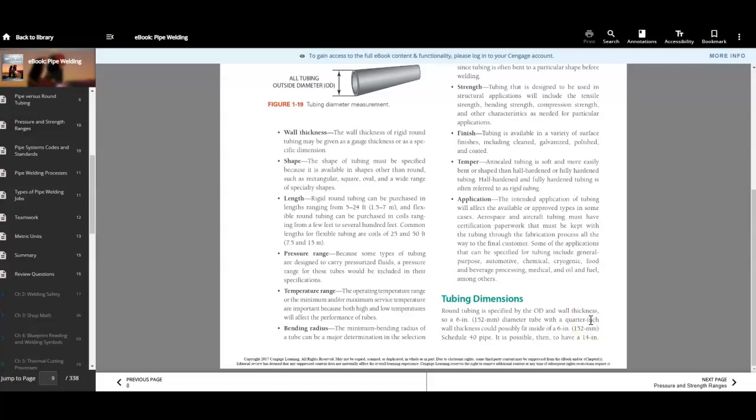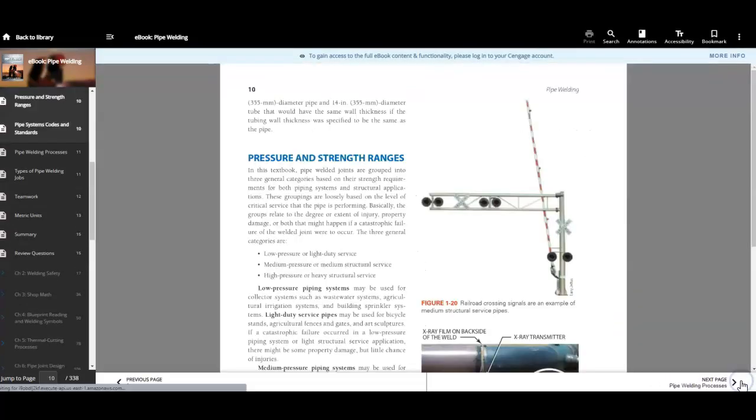Tubing dimensions. Round tubing is specified by the outside diameter and wall thickness. So a 6-inch diameter tube with a quarter-inch wall thickness could possibly fit inside a 6-inch Schedule 40 pipe. It is possible then to have a 14-inch diameter pipe and a 14-inch diameter tube that would have the same wall thickness if the tubing wall thickness was specified to be the same as the pipe.